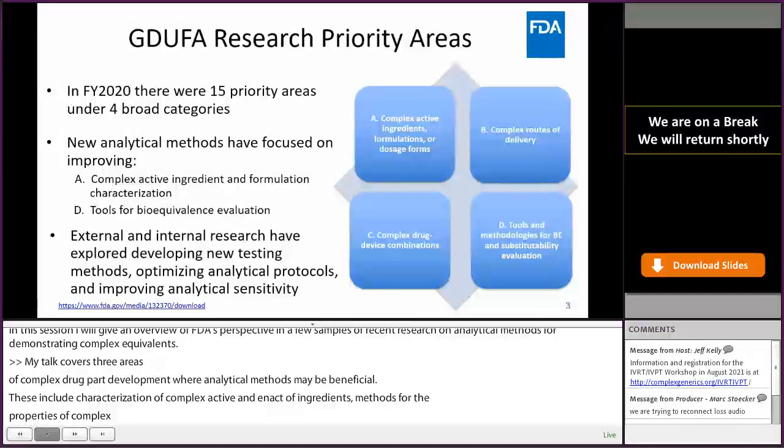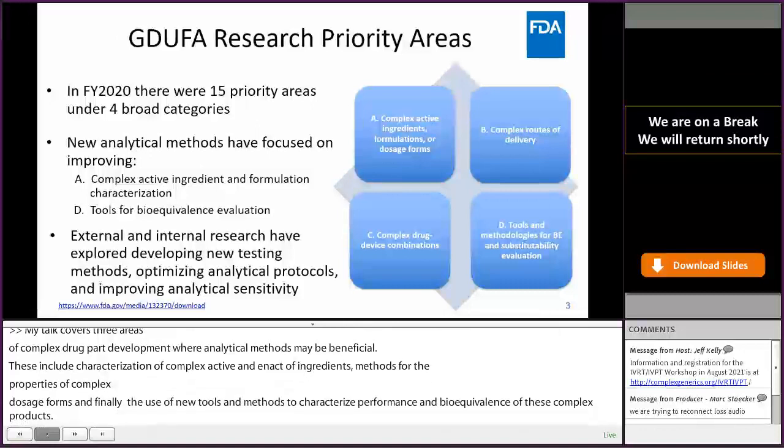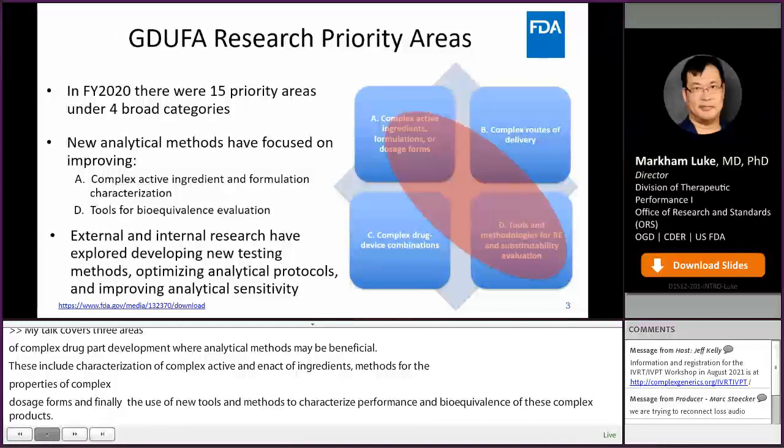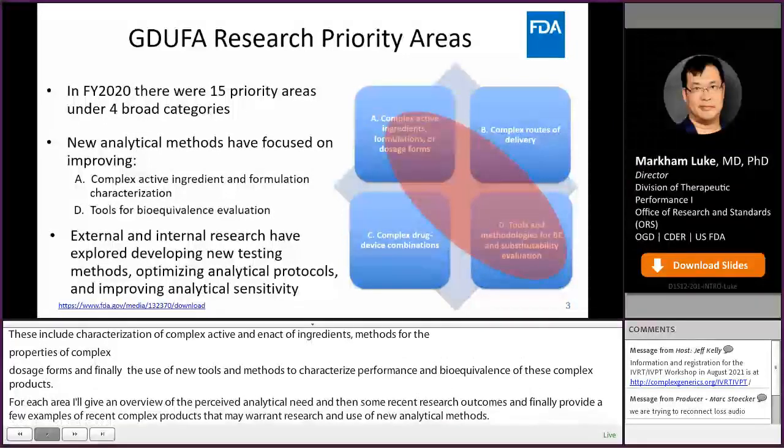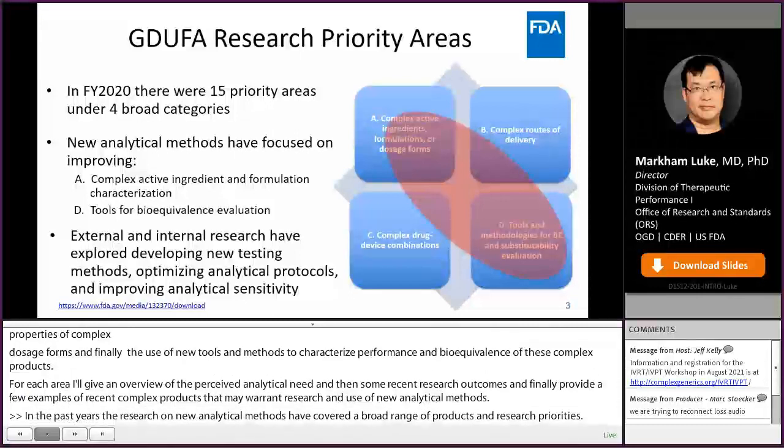In the past years, GDUFA-funded research on new analytical methods has generally covered a broad range of products and research priorities. For this session, I will focus predominantly on the research done on developing methods to characterize complex active ingredients and formulations, and on new tools being developed for evaluating product equivalence.